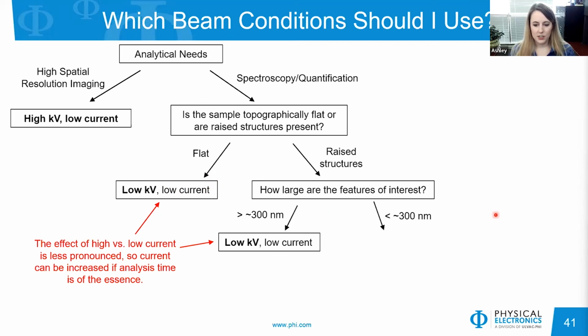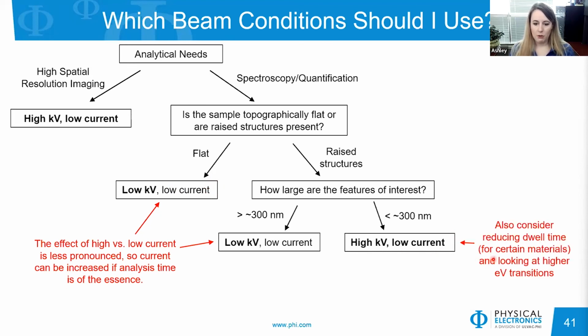For smaller features of interest, around 300 nanometers in diameter and smaller, the best beam condition is high voltage and low current. A few other caveats to consider with these small features that were discussed in this presentation is that certain materials can be damaged by long dwell times, and high eV transitions are affected less by backscattering.